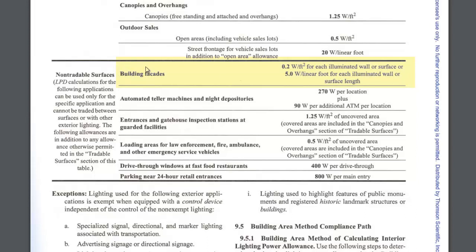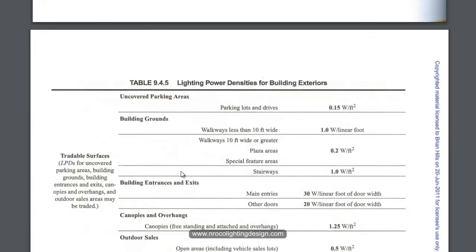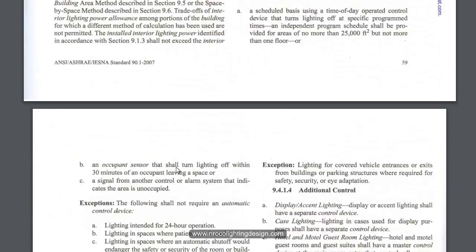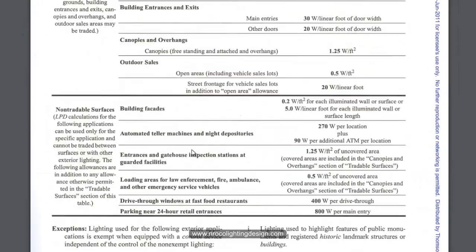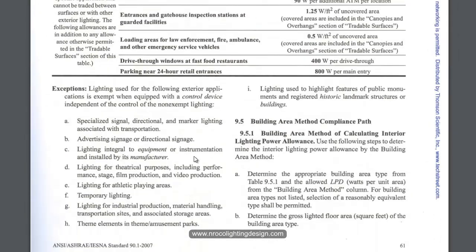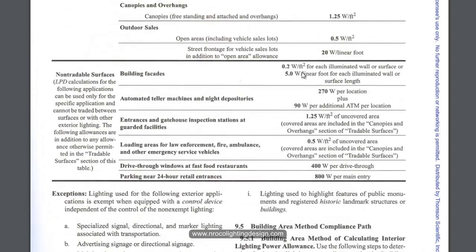So this is the building facade. Or you can have it by 5 watt per linear foot for each illuminated wall or surface length. If you want to know more about these ASHRAE LPD requirements, you can Google it and just type LPD from ASHRAE or lighting power density. Alright, so let's go and check this one.